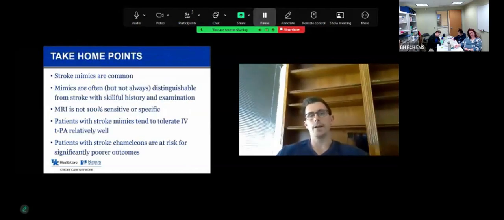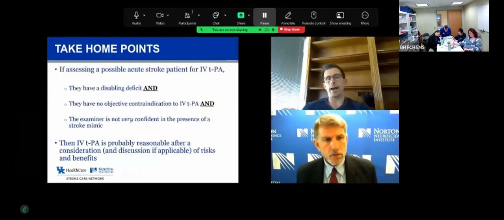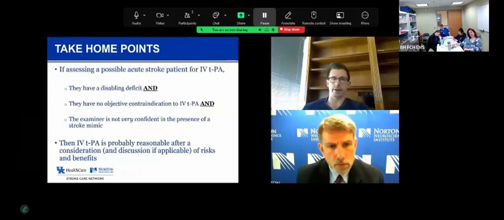So the take-home points: mimics are common. They can usually, though perhaps not always, be distinguishable from acute stroke with a good history and exam. MRI is not the be-all, end-all in making this diagnosis. People who are having stroke mimics tend to do reasonably okay with TPA. There's a non-zero risk, but it's certainly lower than the risk of TPA in people with acute stroke. And people with stroke chameleons are going to do worse than classic stroke presentations.